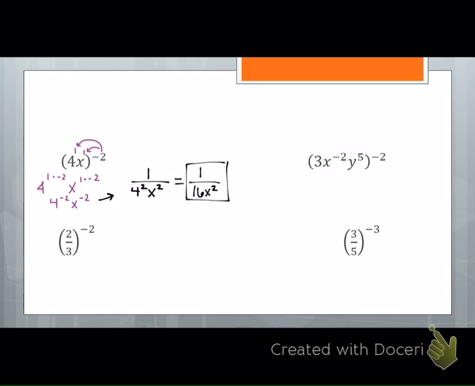So notice, did I make that 4 negative at any point? No, a negative exponent is not like multiplying by negative 1. A negative exponent means a reciprocal.